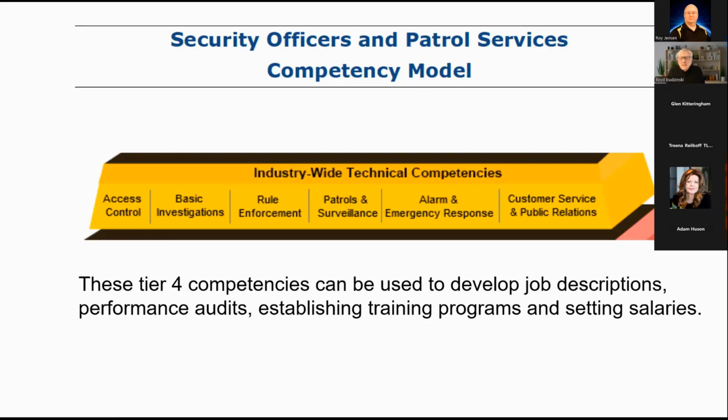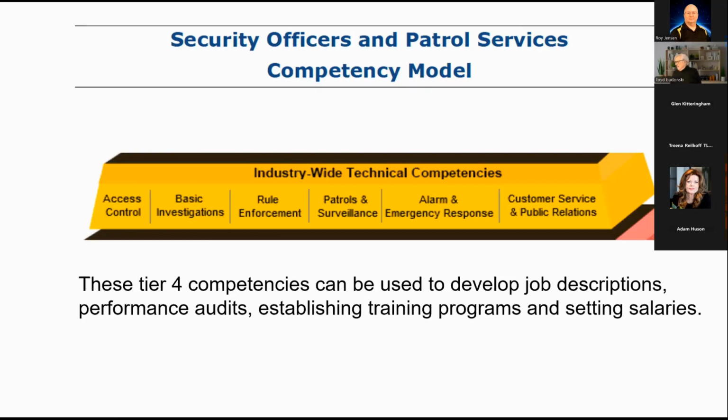Or basic investigations. When you conduct a basic investigation and you're interviewing a witness or a victim, you have to be cognizant of what they may be going through. And to elicit the information you need for the report, you have to have good customer service skills.